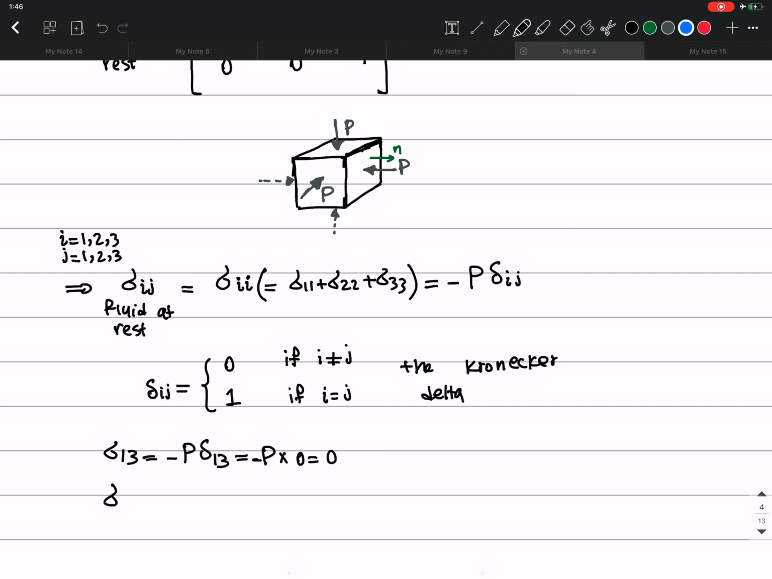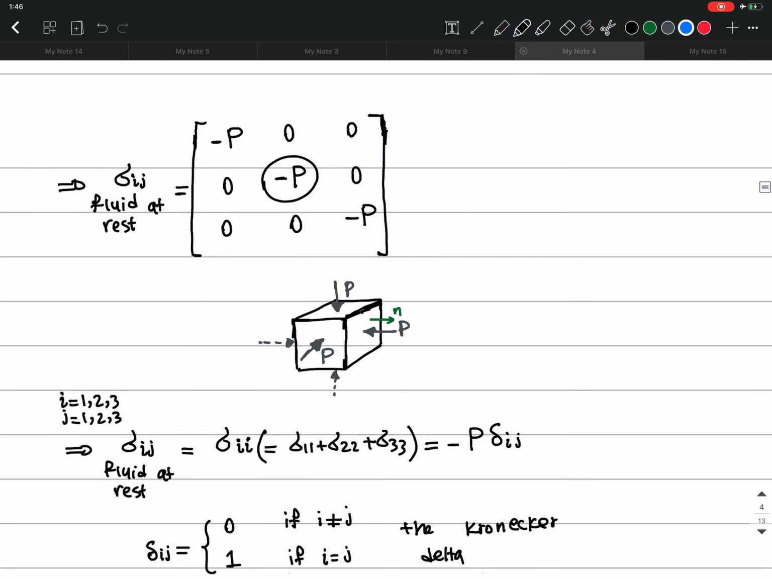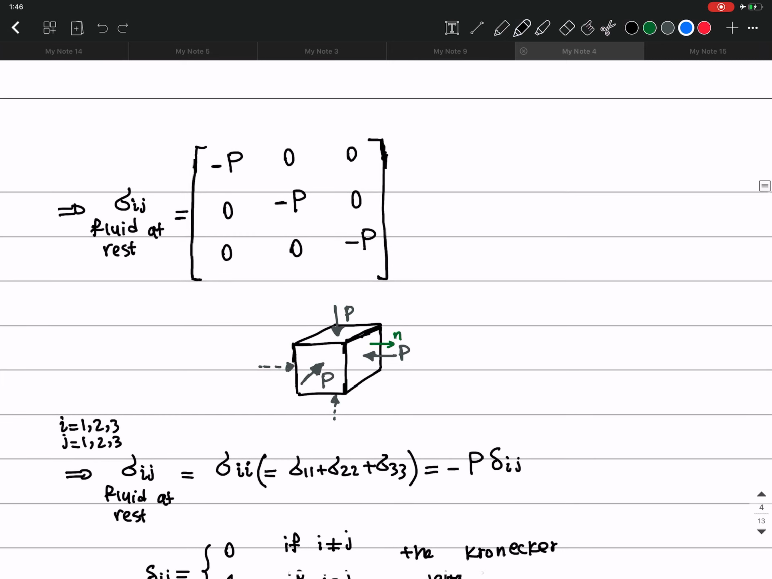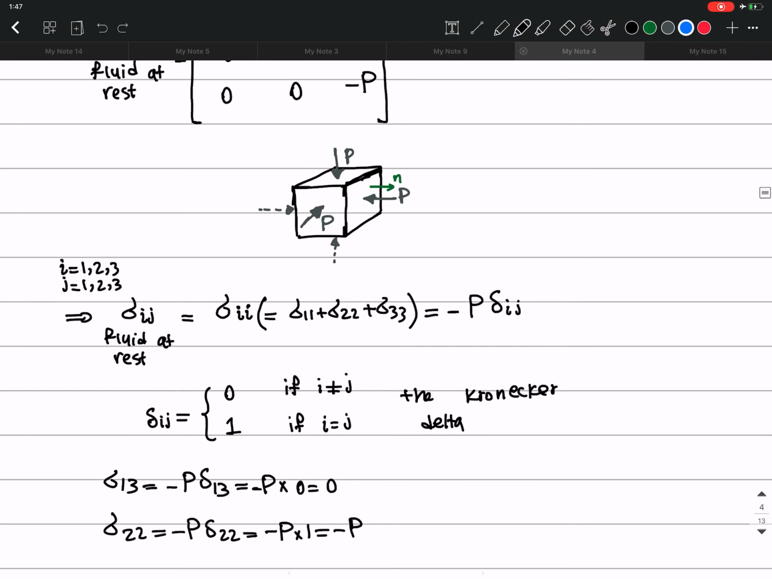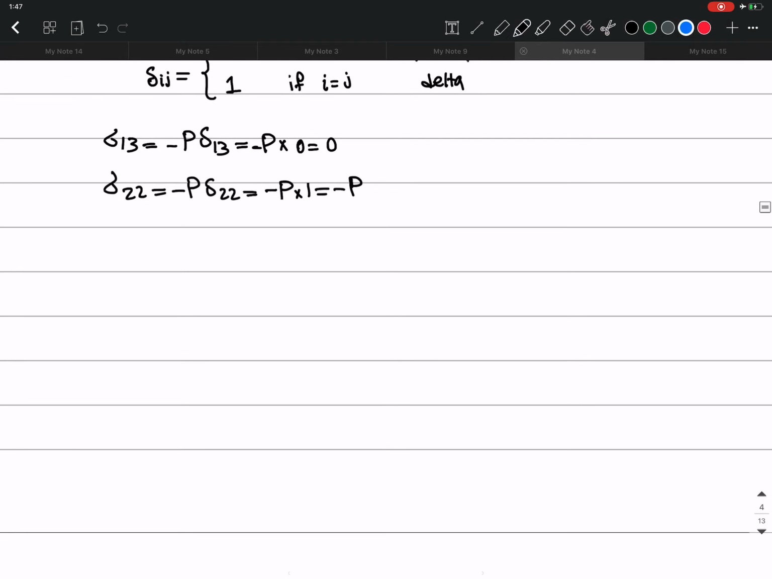Also, let's say I want to calculate sigma 2, 2. So it's going to be minus p delta 2, 2. Based on this, i equals j, so delta ij is going to be 1. So p times 1, this will be minus p, which is here. And the first one, sigma 1, 3, here. Okay, so this is just a simplification to write these kinds of stresses.